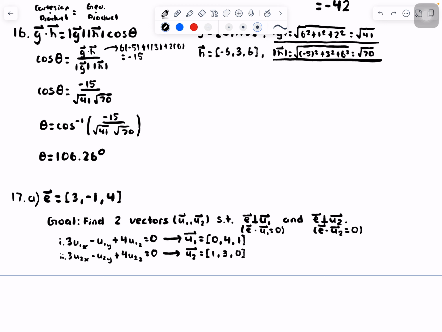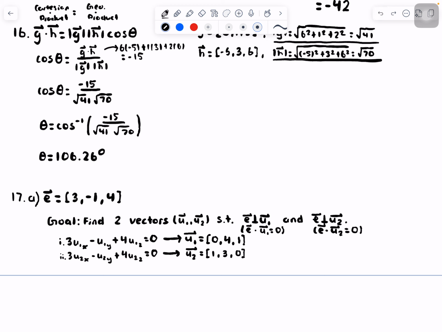Now I'm just finding two vectors, u1 and u2. To find u1, what I did is I automatically made the first component u1x 0. Then I figured out I need a combination that will make minus u1y plus 4u1z equal to 0. What I chose was, if I make this one 4 and this one 1, then I'll have minus 4 plus 4 times 1, which is 4. So minus 4 plus 4, 0. So that's why I chose u1 is 0, 4, 1.